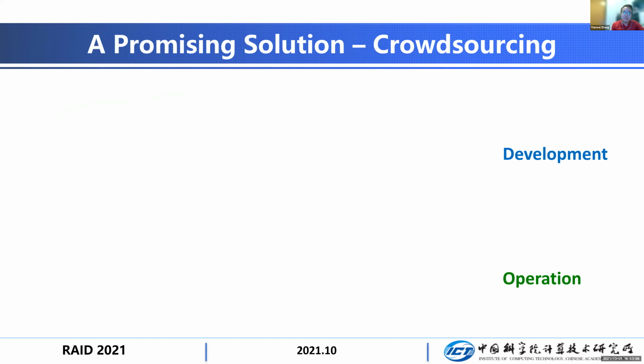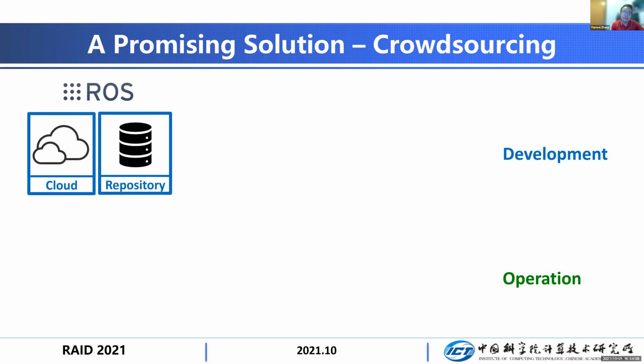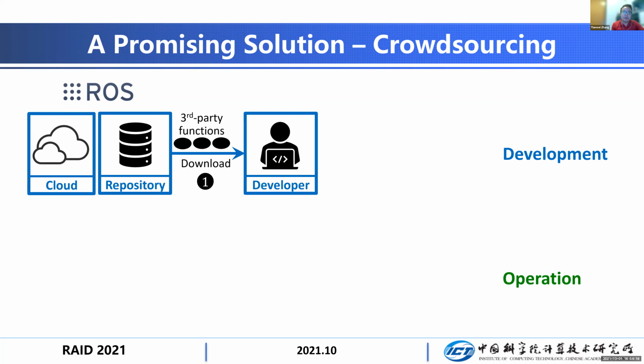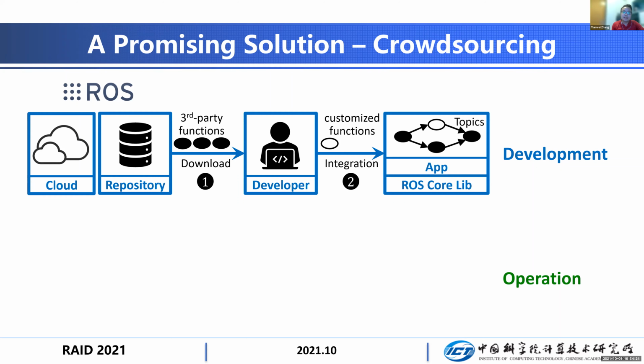A promising solution to simplify the development of the robot apps is crowdsourcing. So we have the Robot Operating System platform, or the ROS platform, which provides the open source repositories and which contains different types of function packages. And then a developer is able to download these functions from the ROS repository and customize their own functions. And then the developer can integrate the downloaded functions with their own custom functions to finally form the desired app.